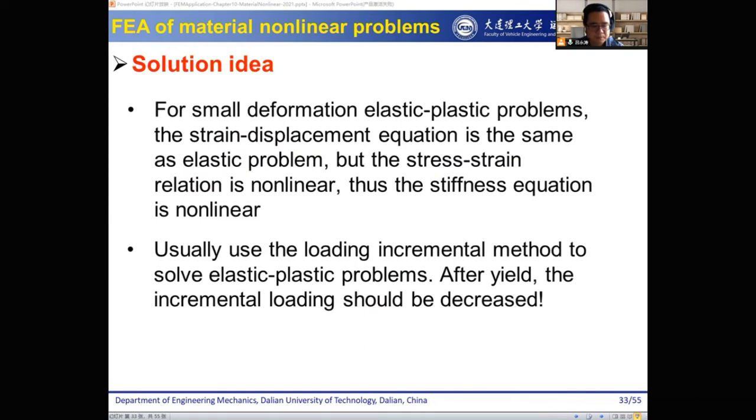So these are the ideas. For small deformation elastic plastic problems, the strain displacement equation is the same as for elastic problems, but the stress-strain relationship is nonlinear. Therefore, the stiffness equation is nonlinear. And second, we usually use the loading increment method to solve elastic plastic problems.